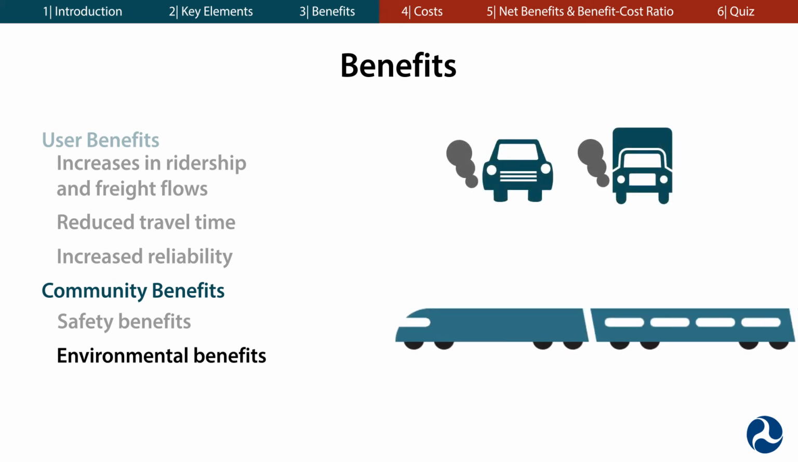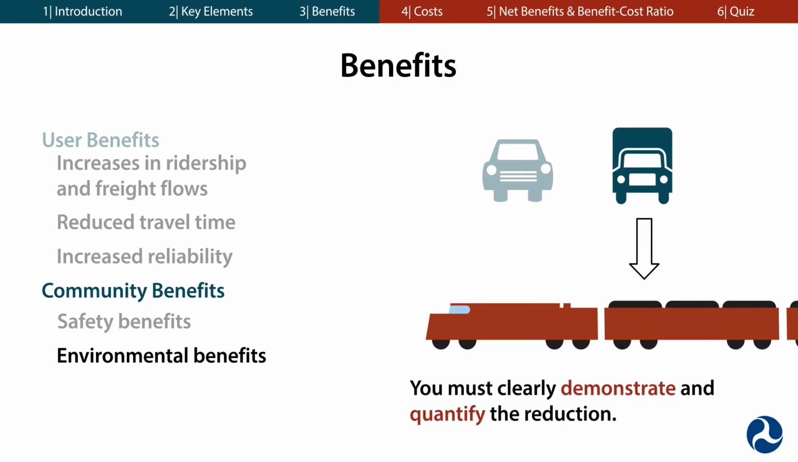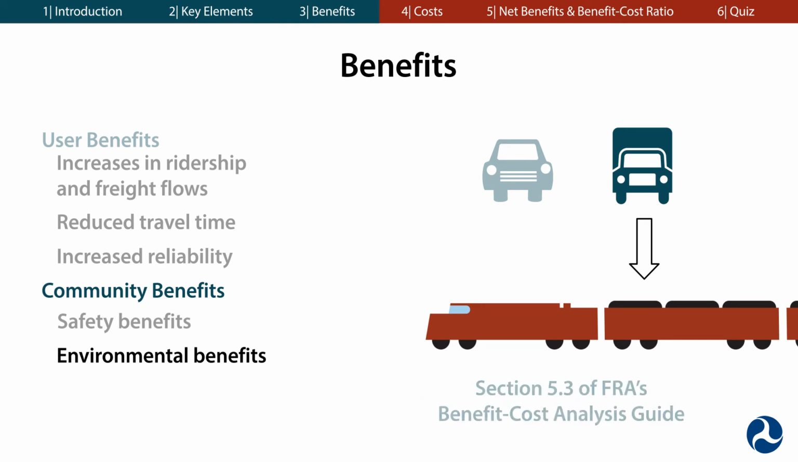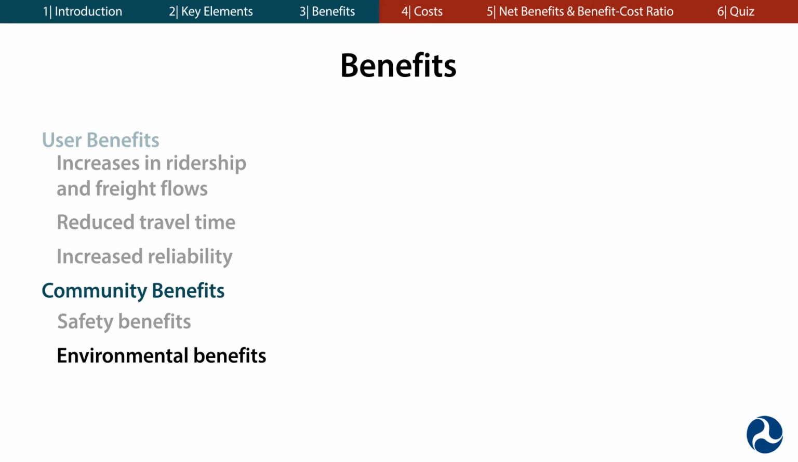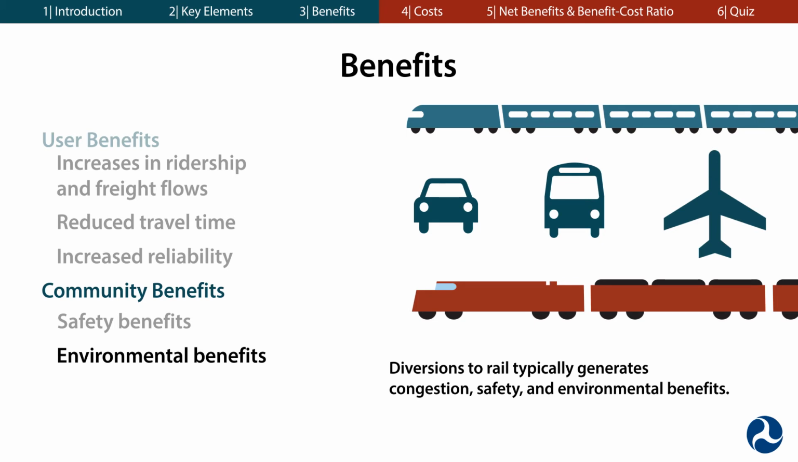Rail projects can bring the benefit of fewer emissions. Generally speaking, traveling by rail results in fewer emissions per passenger mile. This also holds true when freight is diverted off the highways. To show that a potential railroad project reduces emissions, you must clearly demonstrate and quantify the reduction. Once emissions are quantified, you can monetize them using the information in Section 5.3 of FRA's BCA guidance. Another outcome from an increase in both passenger and freight rail service is diversion from other modes. Many of the rail trips displace those that would otherwise be made by car, truck, or plane. Diversion to rail typically generates congestion, safety, and environmental benefits.